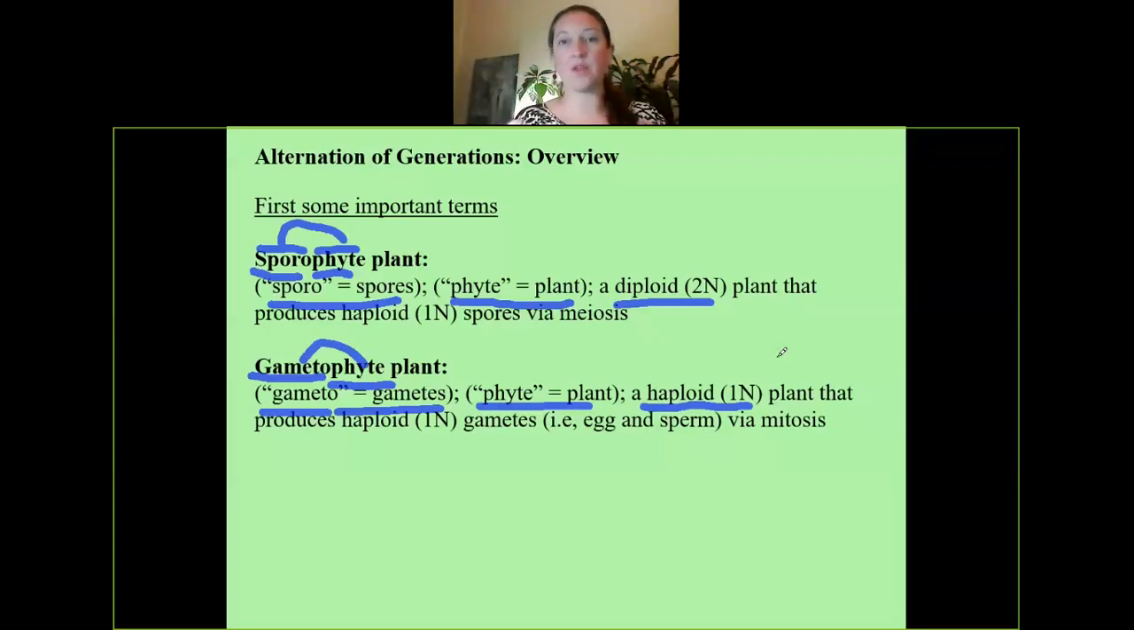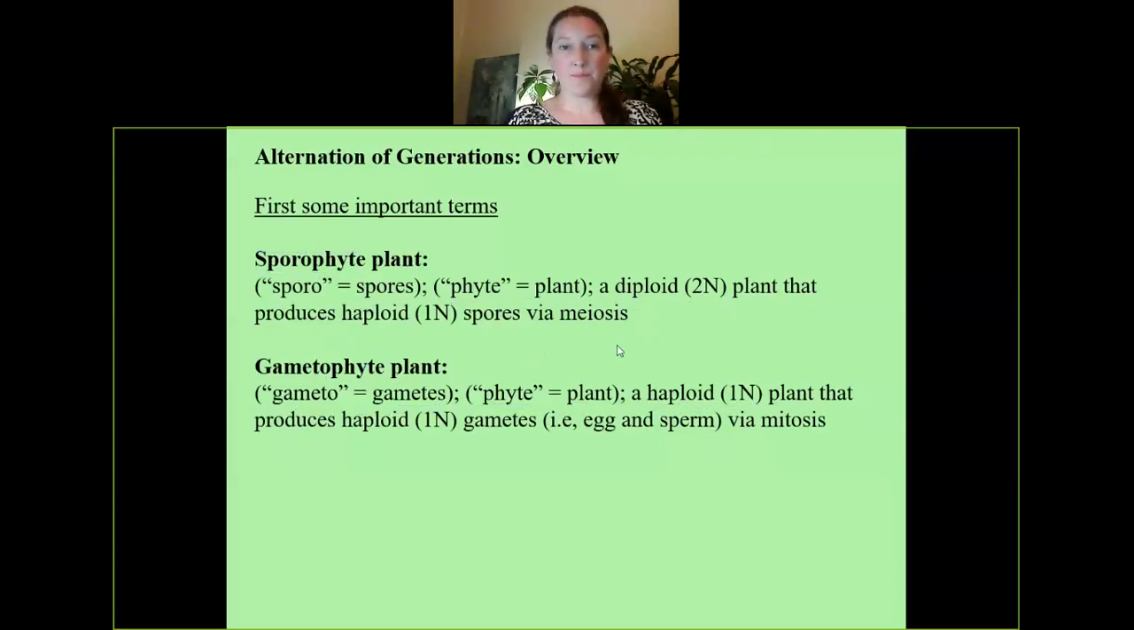So just stay with me, be taking notes, but we're just starting to learn this. So that sporophyte plant is going to be the plant that makes the spores, right? And remember, in plants, the spores are haploid. And so the sporophyte plant is going to be the one where there's an area where meiosis is occurring to make those spores.